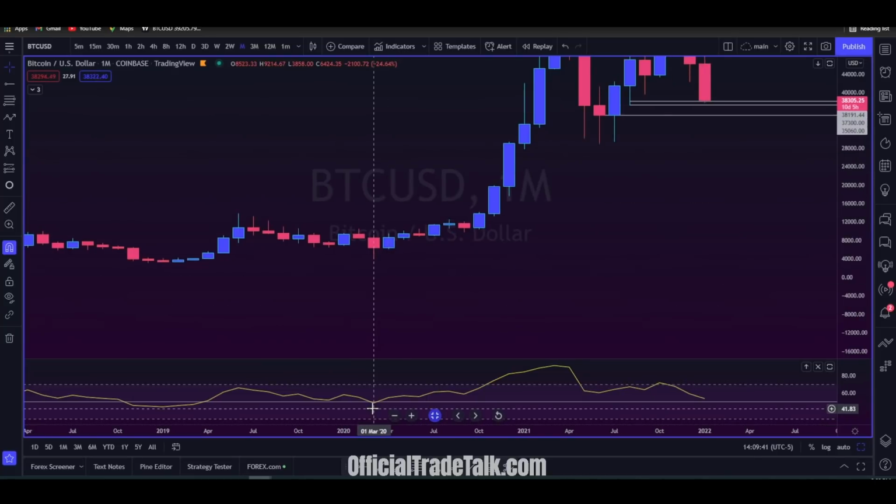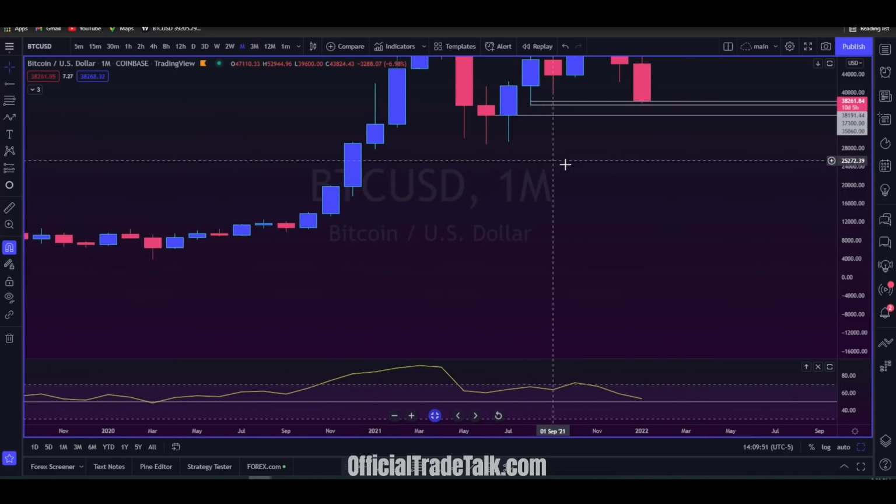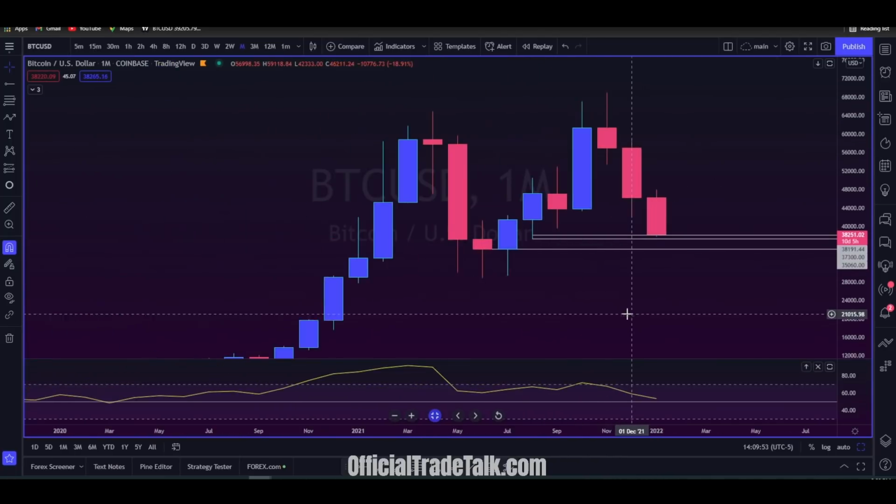You can see here, last time you tested the monthly 50 on RSI, you got the March 2020 sell-off. Yep, that's the last time you touched the 50 on the monthly. So that's another scenario that just shows you that you are indeed in a bear market.